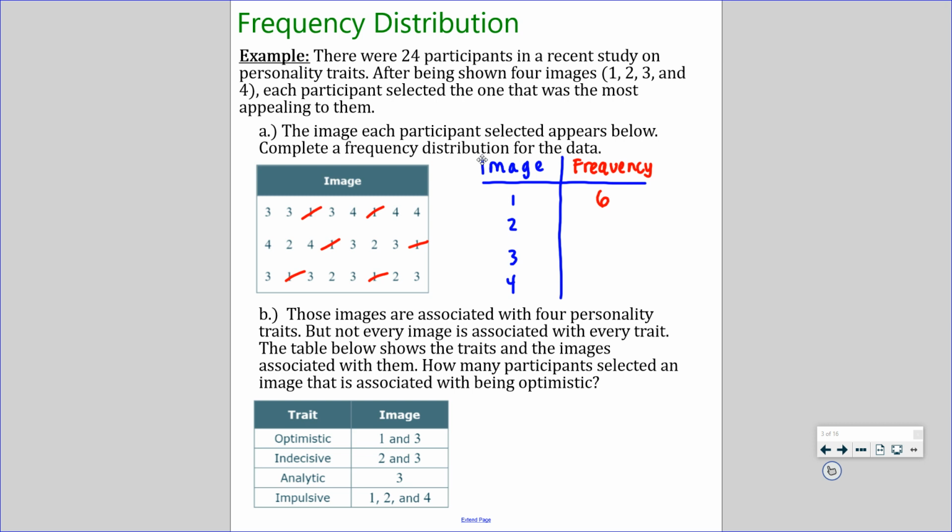All right, counting up how many people said 2. 1, 2, 3, 4.